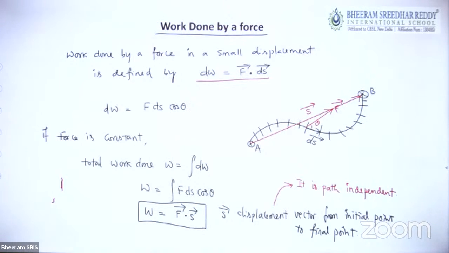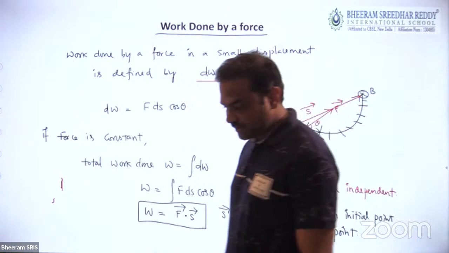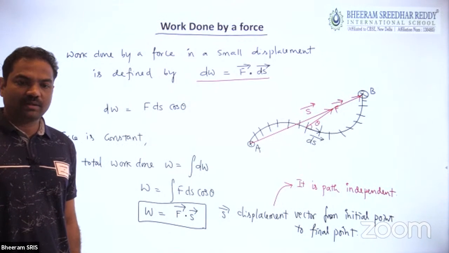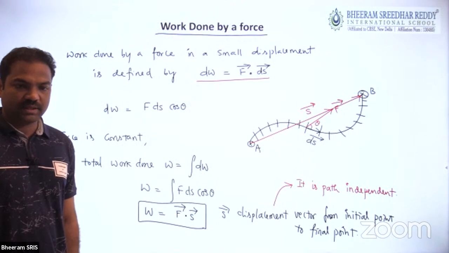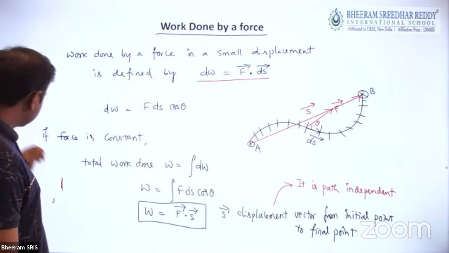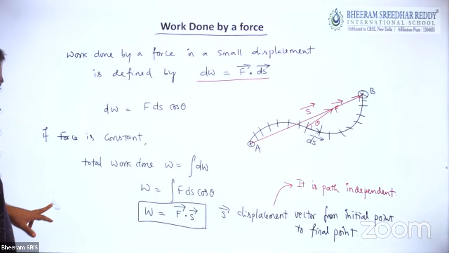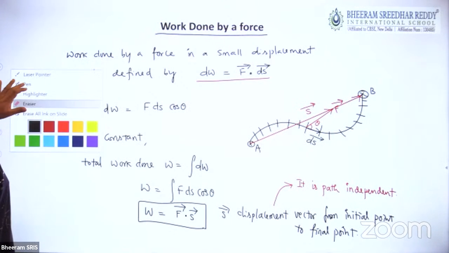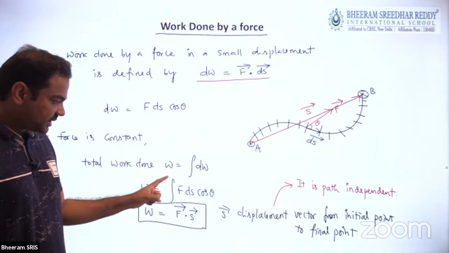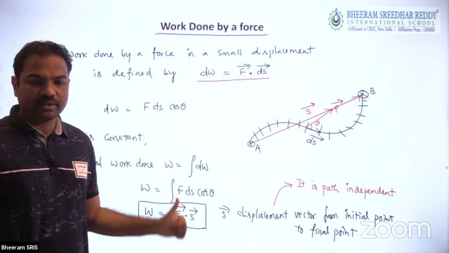So when force is a constant vector, what is the meaning of constant force? Direction and magnitude both should be constant. Direction and magnitude both have to be the same. Under that condition, when force is constant, only then can you write F bar dot S bar. Otherwise you cannot write F bar dot S bar. Why? Because when force is constant, integral F ds cos theta becomes F bar dot S bar.